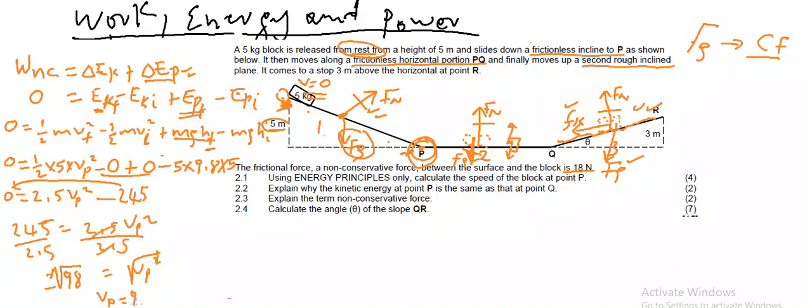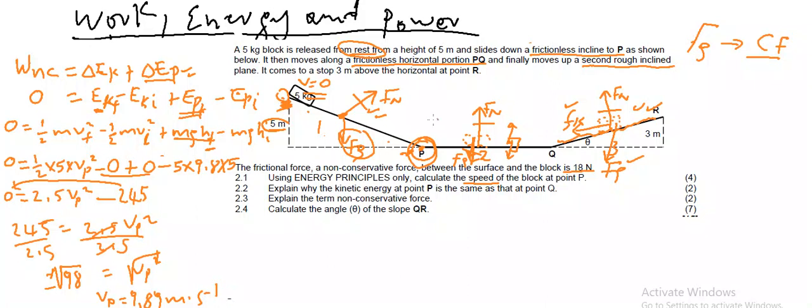89 meters per second. The question says calculate the what? The speed. So the speed has no direction, so there is no need to specify the direction. So we are now finished with this equation.